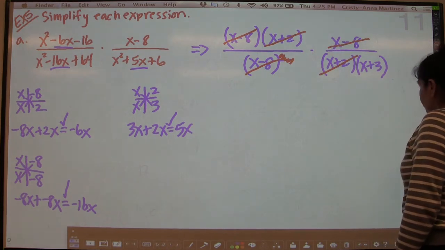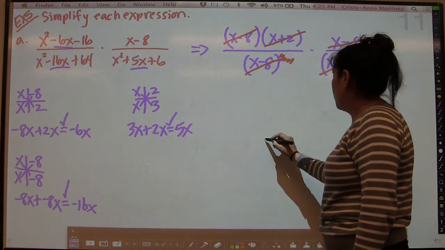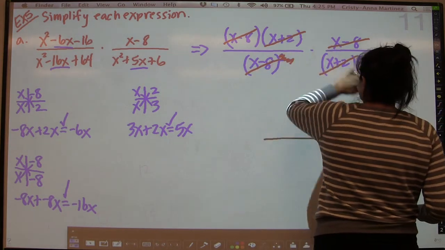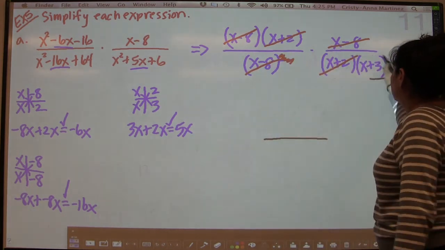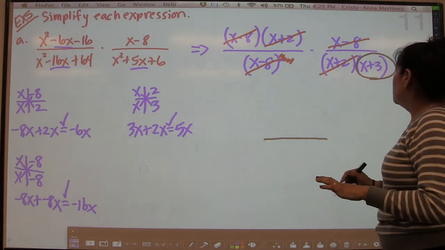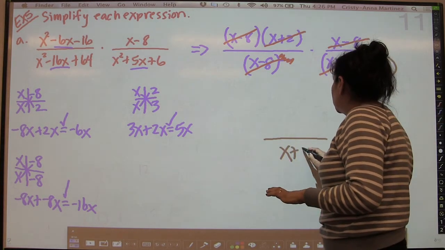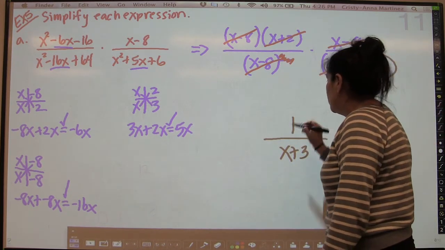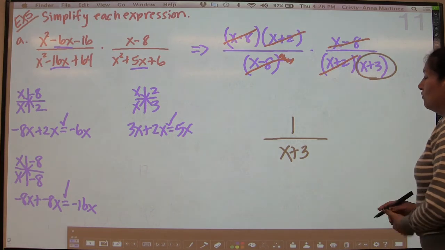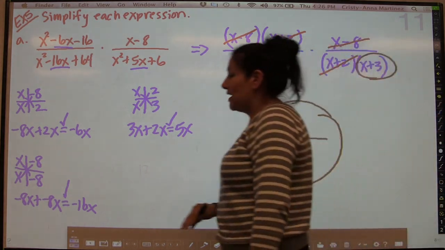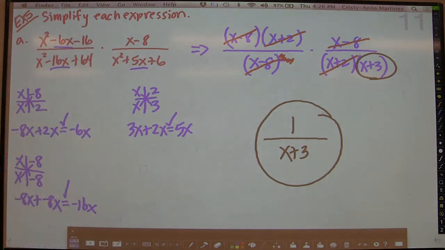And then one mistake that I want you to try to avoid is that when everything cancels on the top, a lot of times students want to write the answer as x plus 3, but that is not the case. X plus 3 is on the bottom of the fraction, so there is still a top to the fraction, but when everything cancels, what you leave there is a 1. So the answer is actually 1 over x plus 3. Do not just write x plus 3. The answer is 1 over x plus 3 for part A.